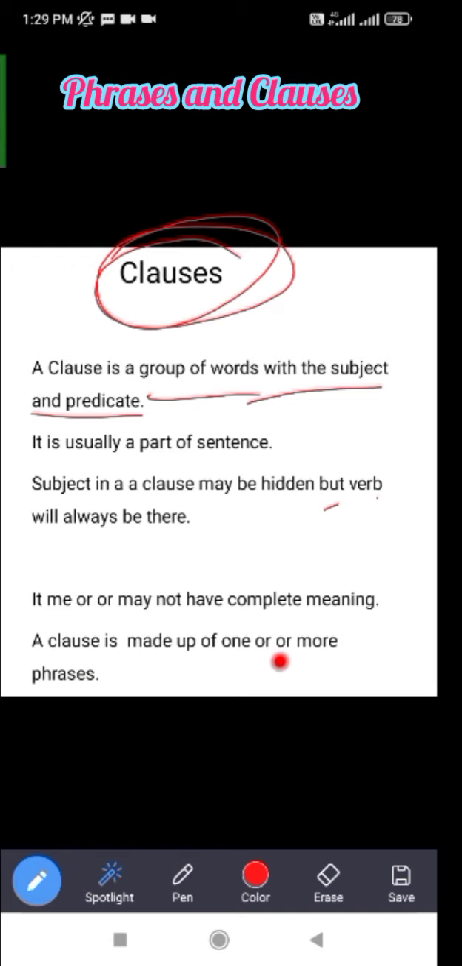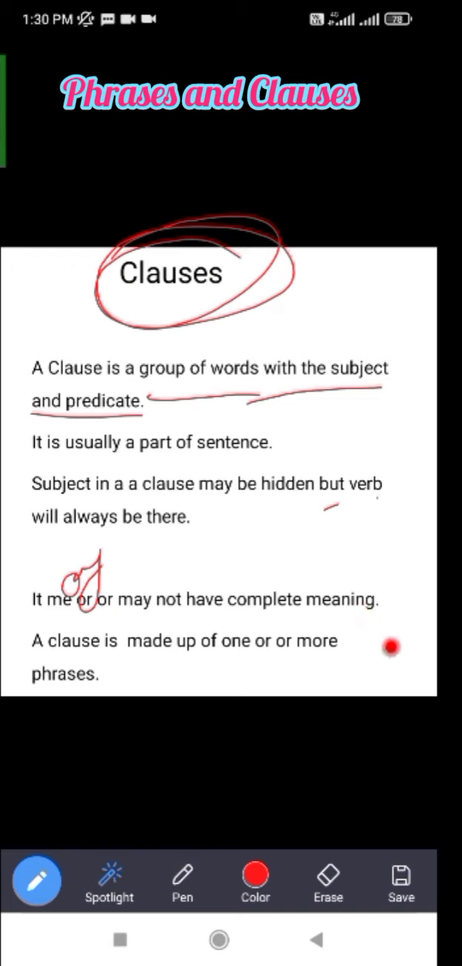Now I said that instead of "me" it should be "may". It may or may not have complete meaning. So when you talk about it may have complete meaning, you can say "I will go". If I say "I will go", it is a complete sentence, it has a complete meaning.